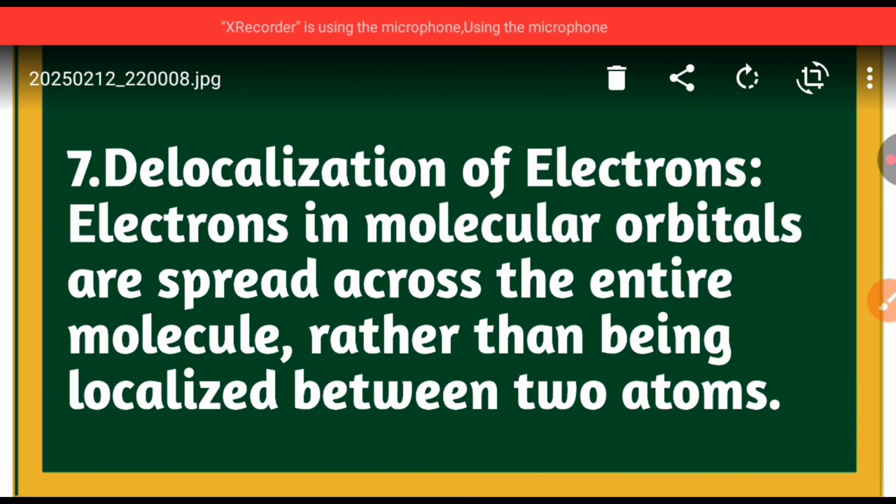Postulate number 7, delocalization of electrons. Electrons in molecular orbitals are spread across the entire molecule rather than being localized between two atoms. That is to say, the electrons in the molecular orbitals spread across the entire molecule, and these electrons are not bound or localized with any two atoms in the molecule.